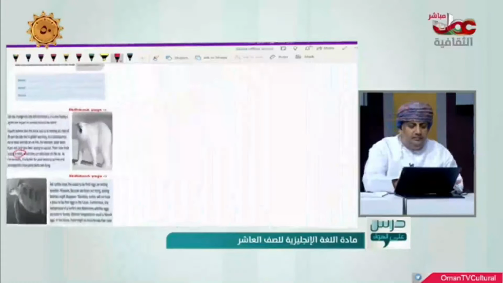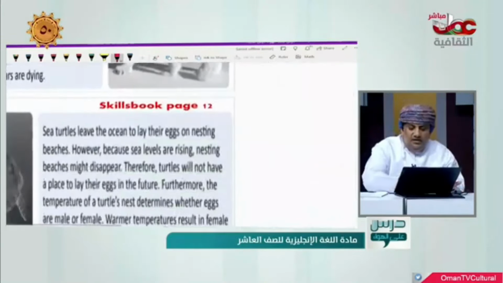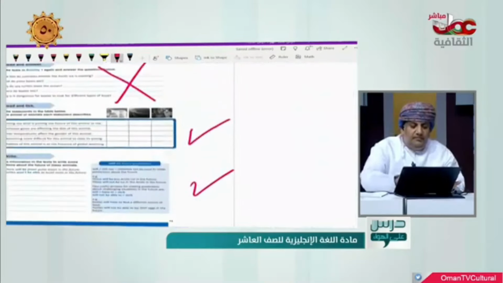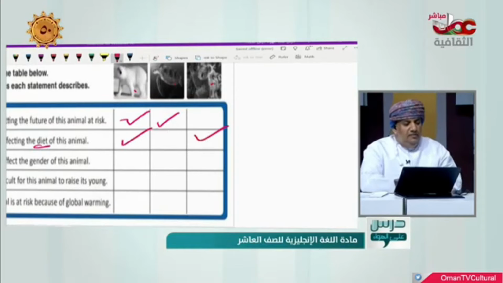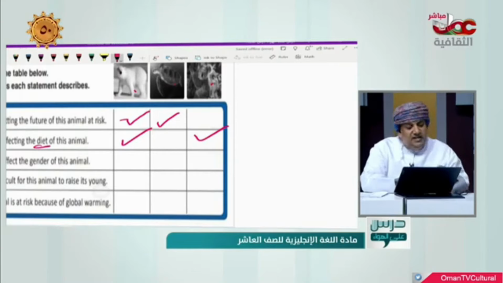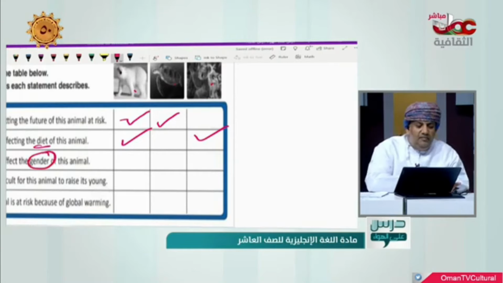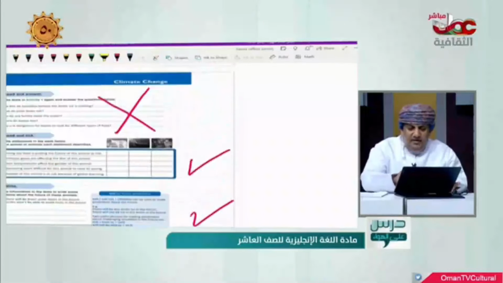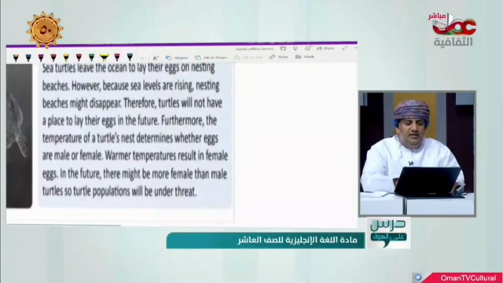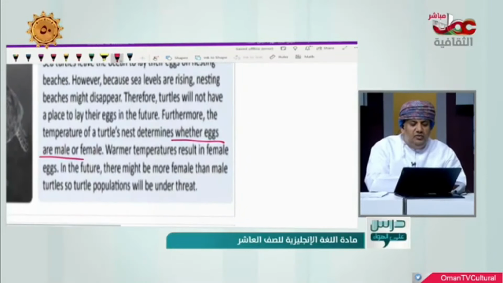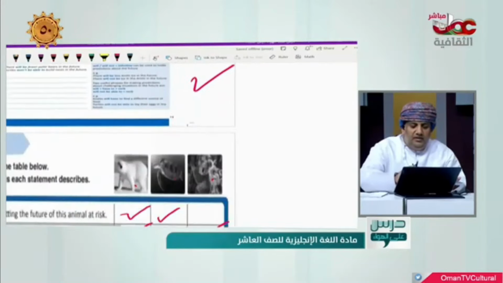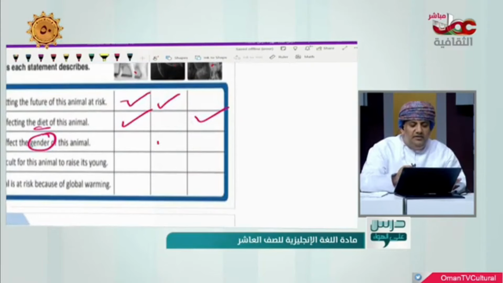Okay. So the correct answers here are the polar bear and the koala. Number 3. Warmer temperatures affect the gender of this animal. The gender means female or male. He talked about male and female in the turtle's text. Okay, so here we have eggs that changed to male and female. So the correct answer here is the turtle.